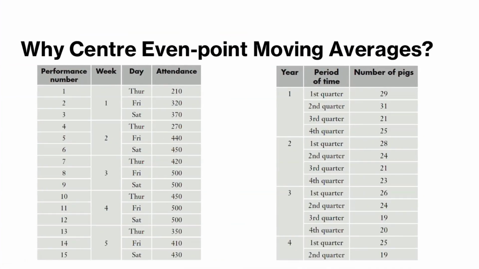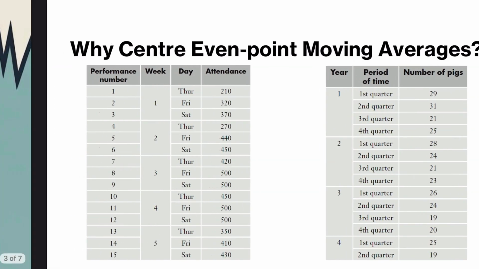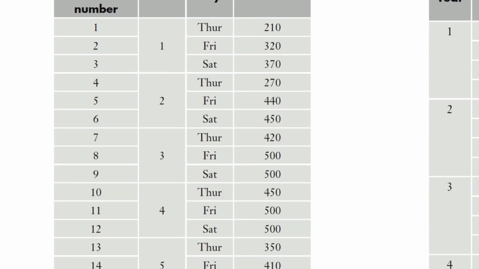Why do we center even point moving averages? Unlike odd point moving averages, like this example on the left, where the average naturally occurs on the middle data point. If I was to calculate the average of these three, it would fall in line with the Friday of week 1. If I was to calculate the average of these three, it would fall in line with the Friday of week 3.